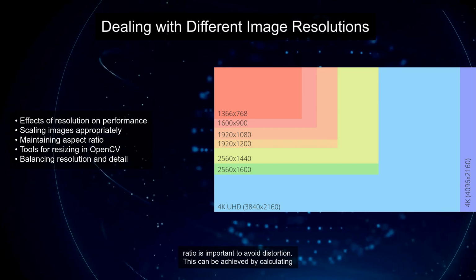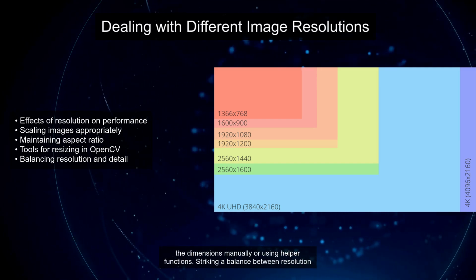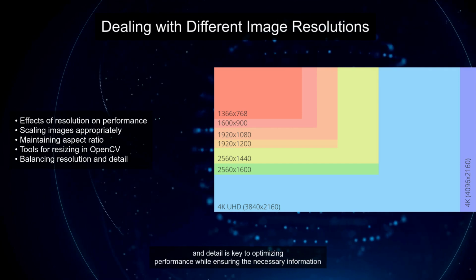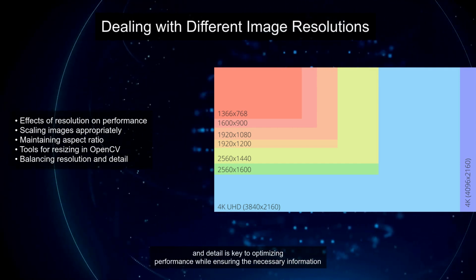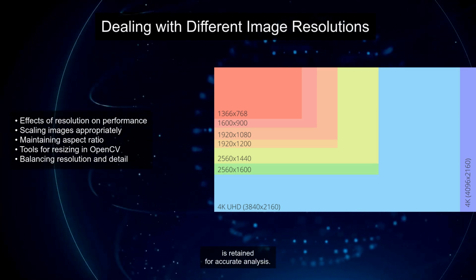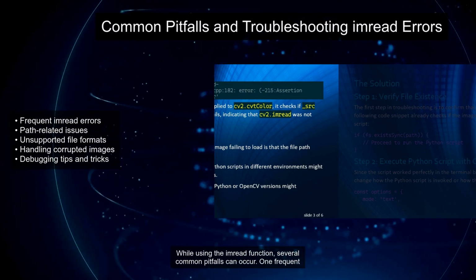When resizing, maintaining the aspect ratio is important to avoid distortion. This can be achieved by calculating the dimensions manually or using helper functions. Striking a balance between resolution and detail is key to optimizing performance while ensuring the necessary information is retained for accurate analysis. While using the imread function, several common pitfalls can occur.